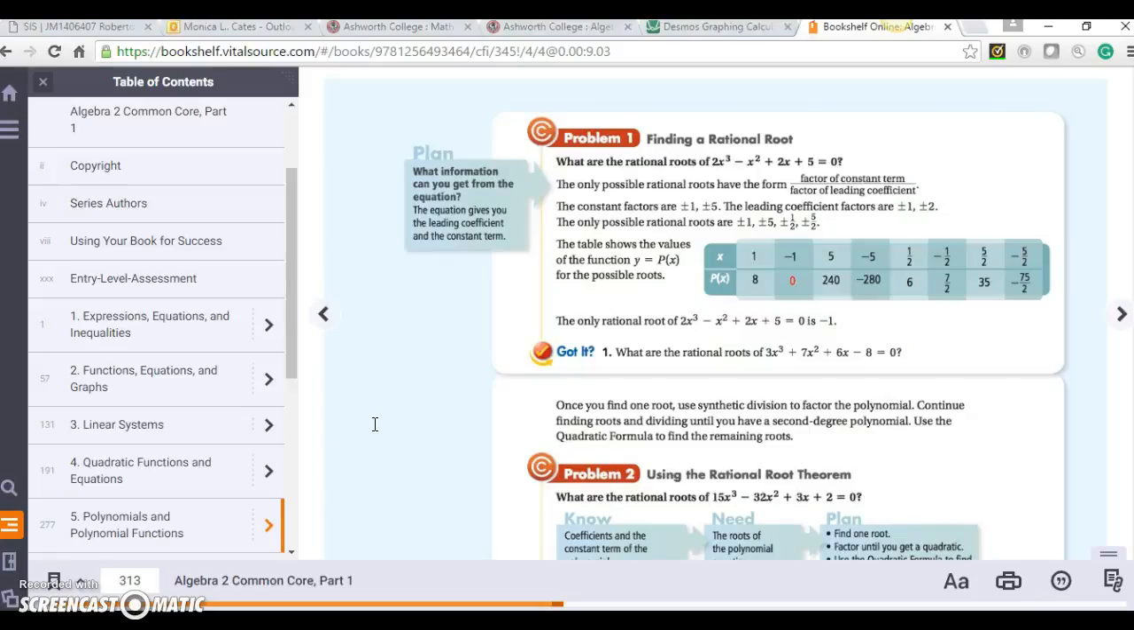Okay, we're looking at problem number 1, which is finding a rational root. What are the rational roots of 2x to the third minus x squared plus 2x plus 5 equal to 0? The only possible rational roots have the form of the factors of the constant term, which for this is 5, over the factors of the leading coefficient. And the leading coefficient here is 2.